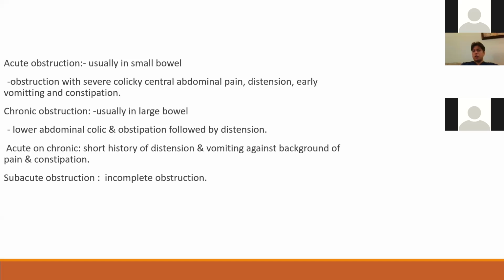Acute on chronic has a short history of distension and vomiting against a background of pain and constipation, and subacute means there is incomplete obstruction.